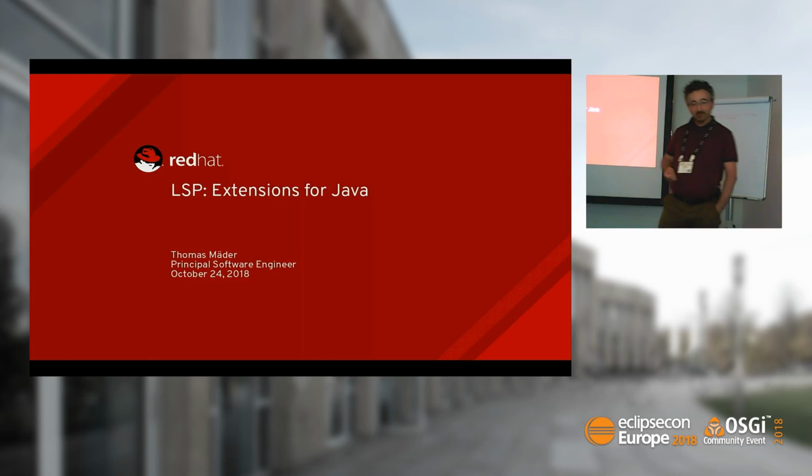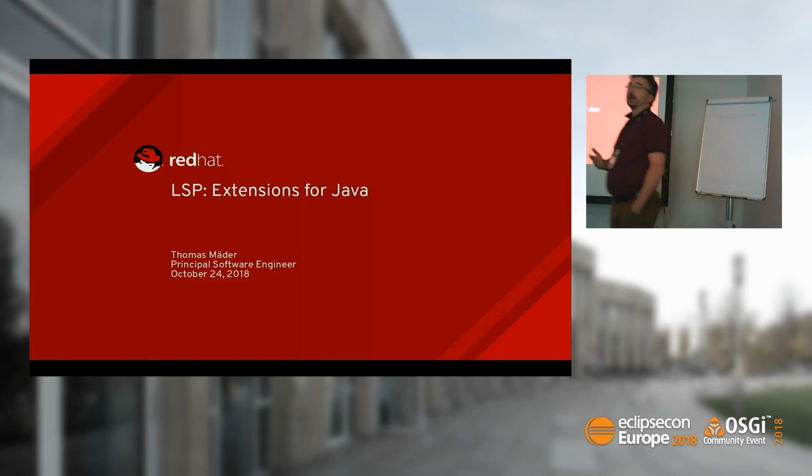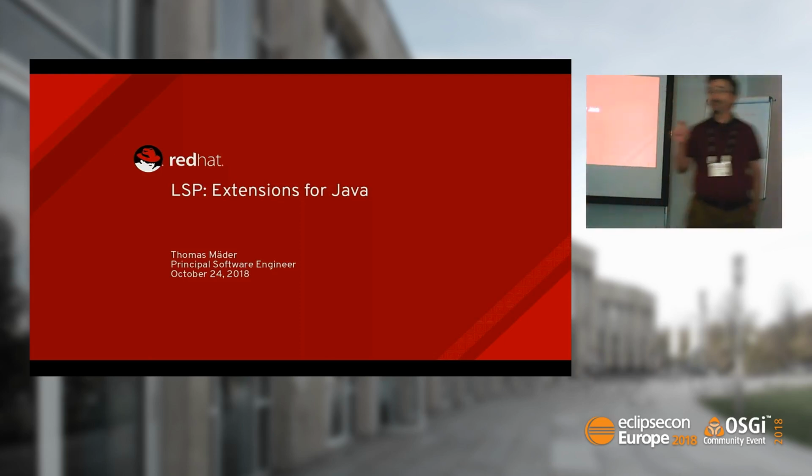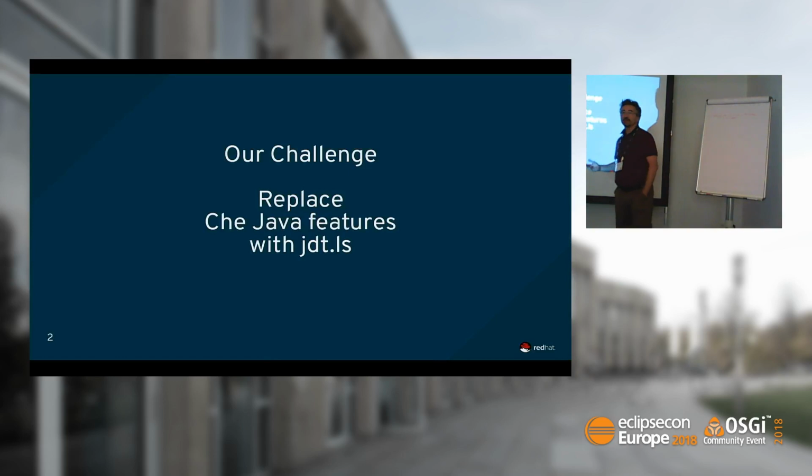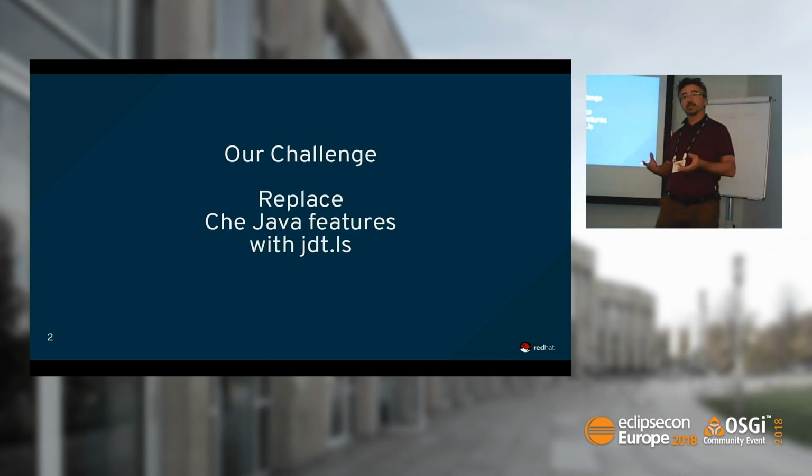We're also responsible for the whole language server protocol support in Eclipse Che, and that's what I'm going to talk about today. The challenge we had in the last year is that Che used to have Java language support, but it was based on a fork of Eclipse Java tooling, JDT Core basically. And we wanted to replace that with an implementation based on JDT LS, because the fork we had was basically unmaintained for a couple of years.